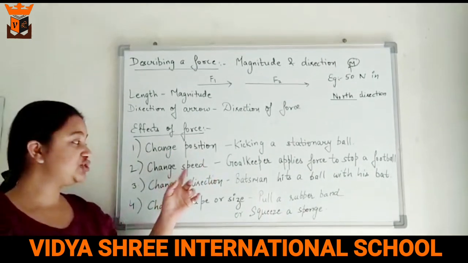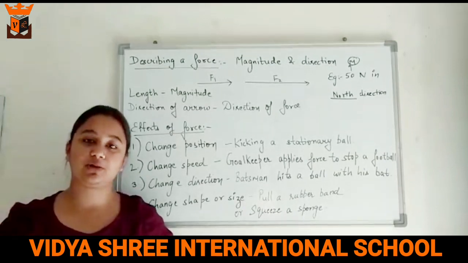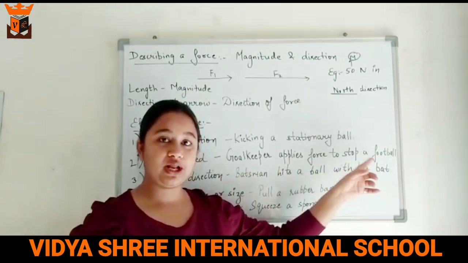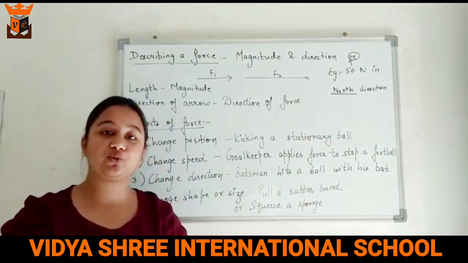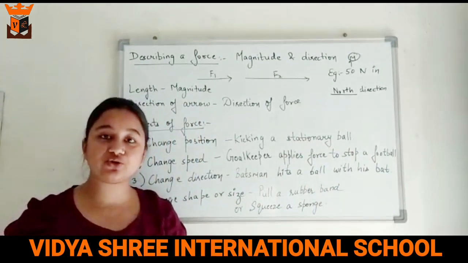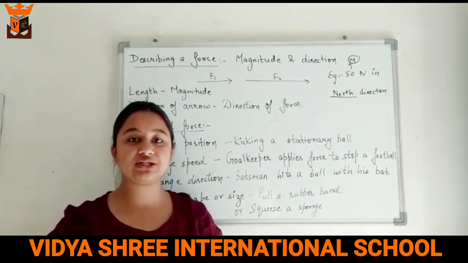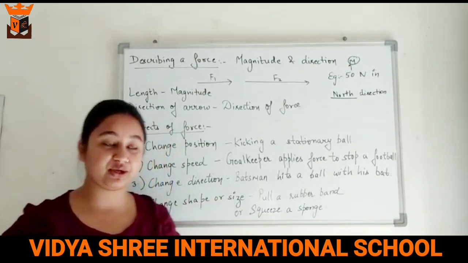Second is change in speed. You have seen in football matches, the goalkeeper applies force to stop a football and reduces the speed of the football to 0. So what is he doing? He is just reducing the speed. So reducing the speed is again a change in speed.